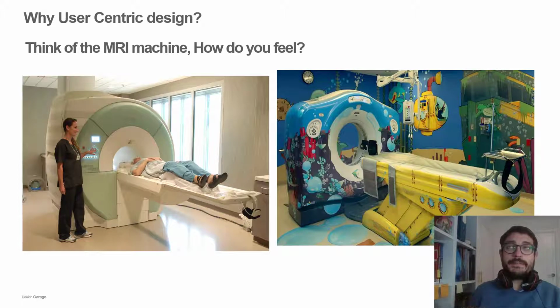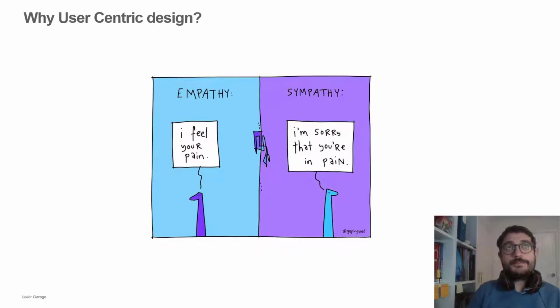So they redesigned the whole thing. They redesigned the whole approach, and now children were thinking that this was more of a game than an actual medical procedure. So what is it that we need to keep in mind when we design, when we create things?